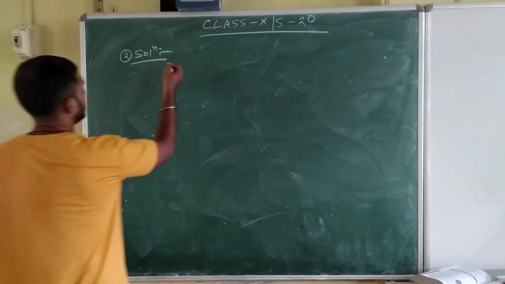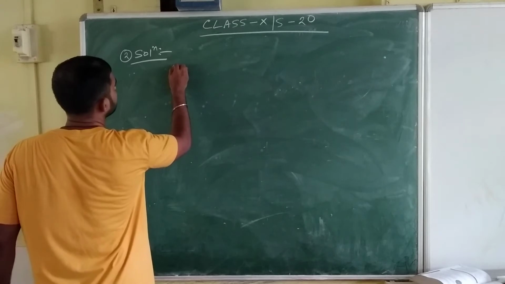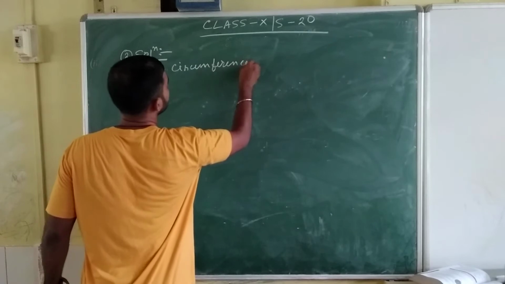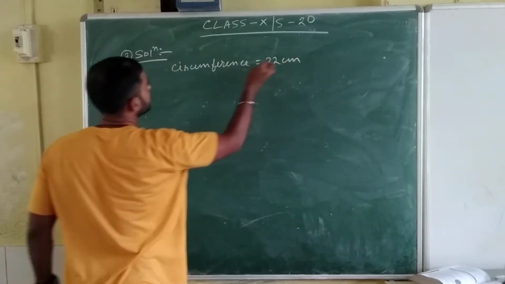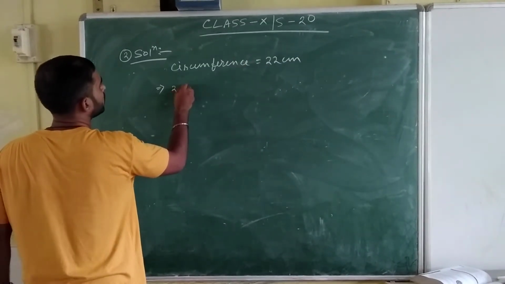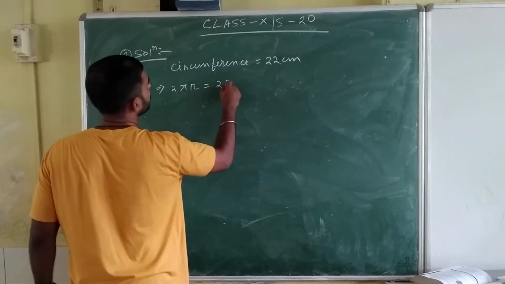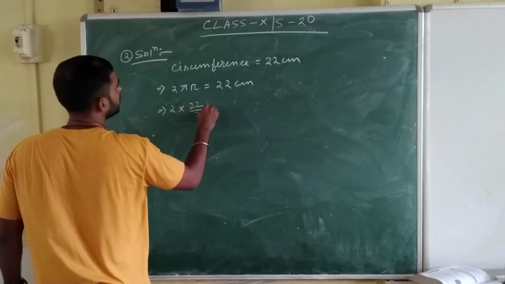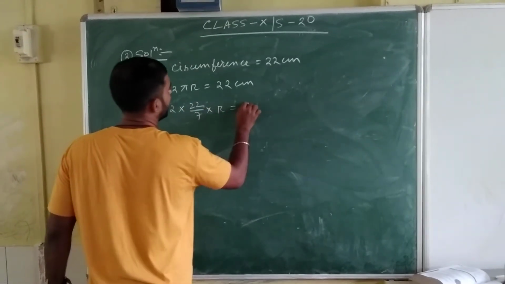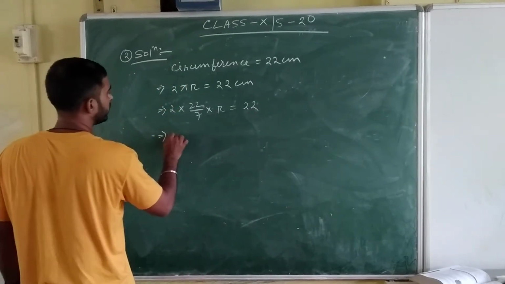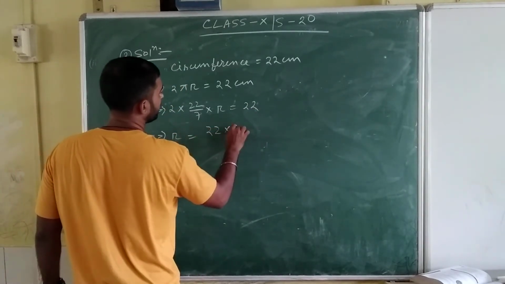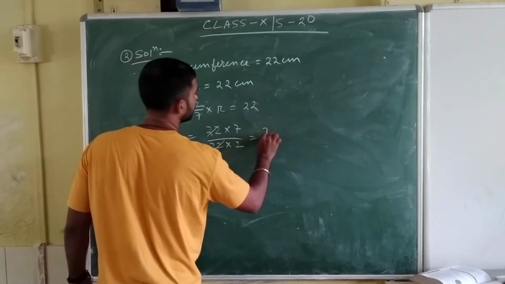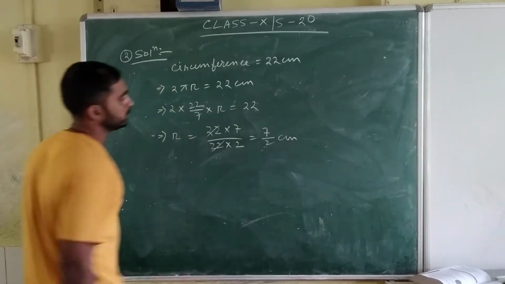Now here, circumference equal 22 centimeter. Circumference formula 2 pi r equal 22 centimeter. 2 pi means 2 into 22 by 7. So r equal 22 into 7 by 22 into 2. Cancel, equal 7 by 2 centimeter.